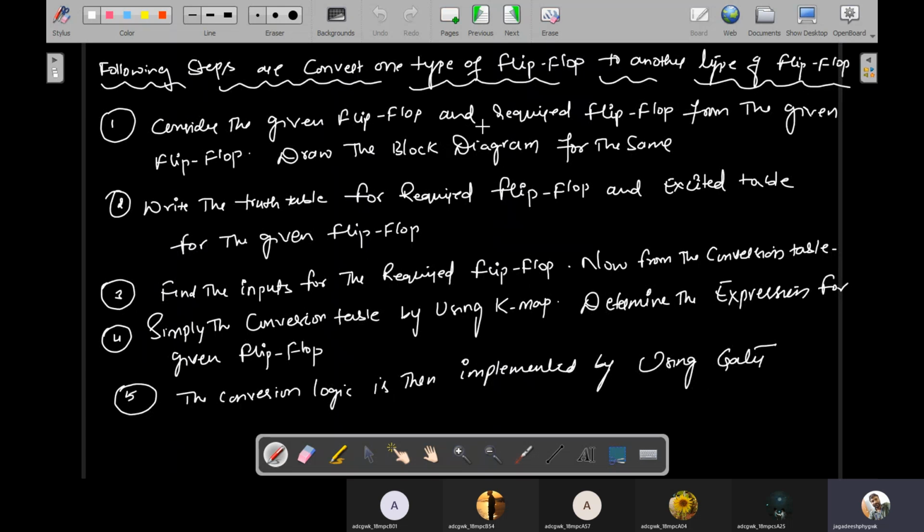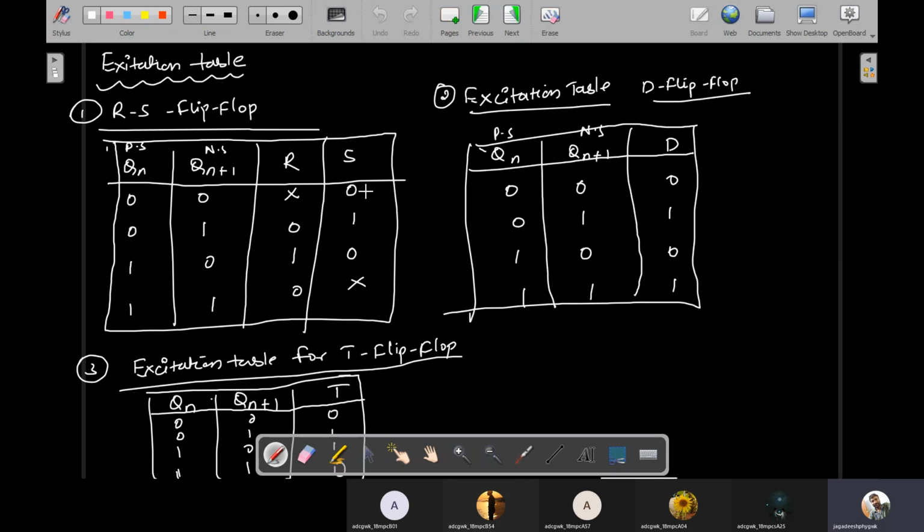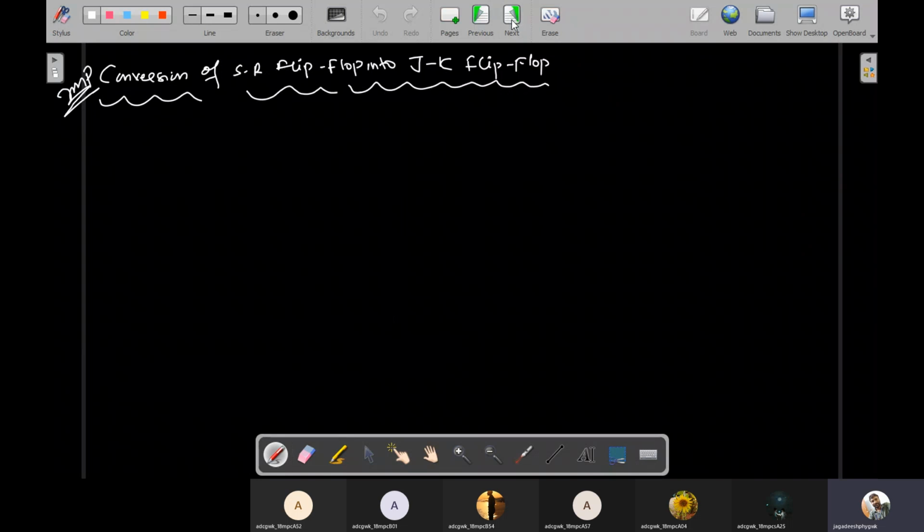These are the steps to convert any flip-flop by using the given flip-flop. These are the excitation tables. You should remember these excitation tables, because we are using the truth table as well as the excitation table of the given flip-flop. Using these excitation tables and truth tables, we want to derive the conversion of flip-flop. Right now I'll convert an SR flip-flop into a JK flip-flop.